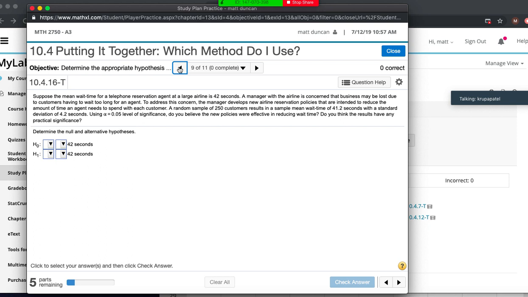Correct. That's true. Yes, that is true. So if your p-value is below alpha, then you reject the null and accept the alternative, and that means that you had enough evidence to support the alternative.